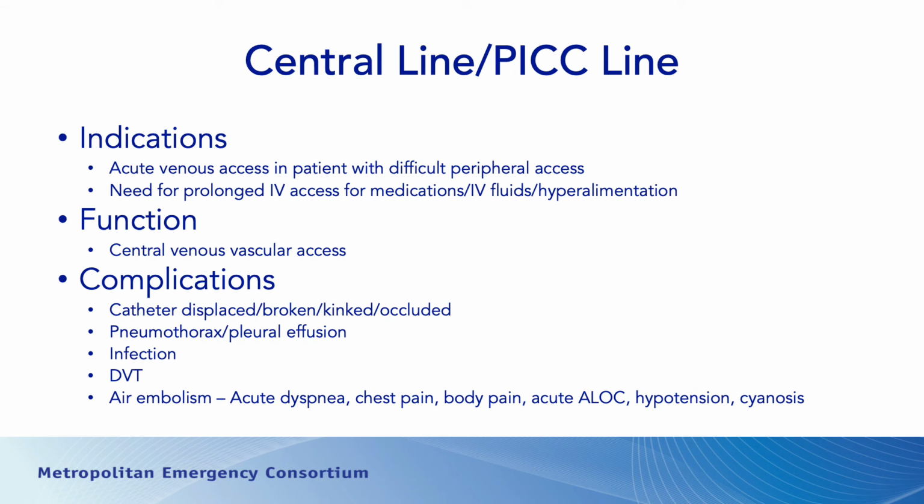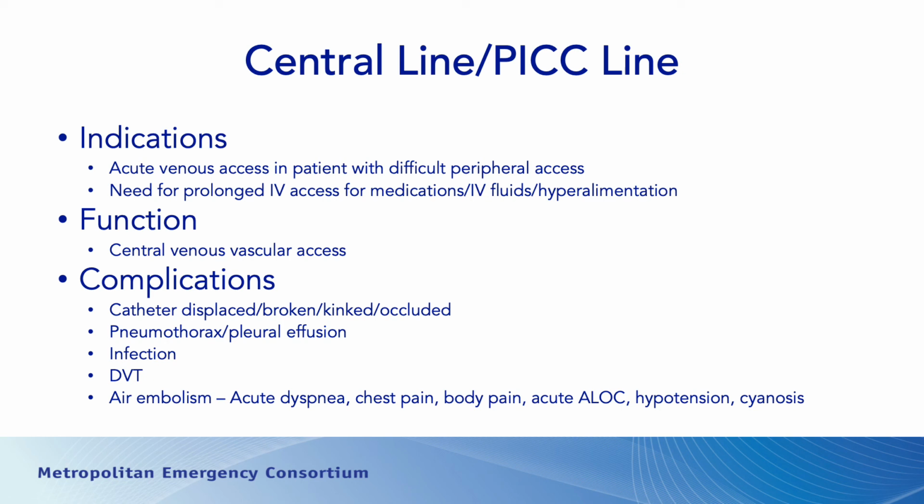When do we use these lines? We typically use them for acute venous access in patients who have difficult peripheral access. Our patients are getting chubbier and chubbier. They're having more interventions accessing their veins, so it's getting harder and harder to find peripheral access. And we have more and more patients with a history of IV drug use where they've wasted their veins and we can't get into them. Or we use these lines when patients need prolonged access for medications, IV fluids, or hyperalimentation. These lines serve to provide central venous access.